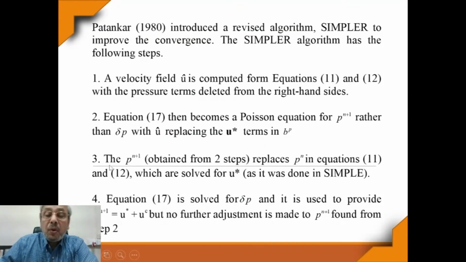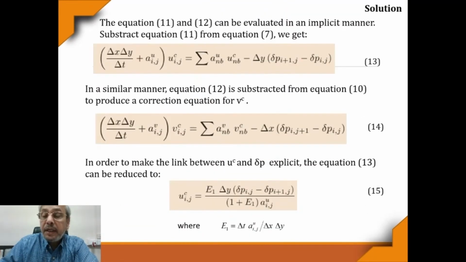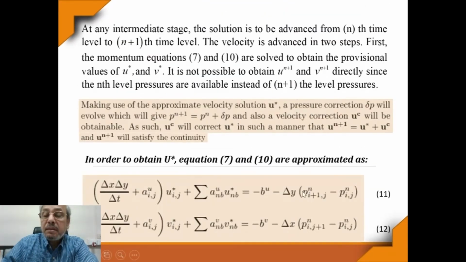So this replaces Pn in equations 11 and 12, which are solved for. Equation 17 then becomes a Poisson equation for Pn plus 1 rather than delta P, with U hat replacing the U star terms in Bp. The Pn plus 1 obtained from these two steps replaces Pn in equations 11 and 12. So then this replaces Pn.